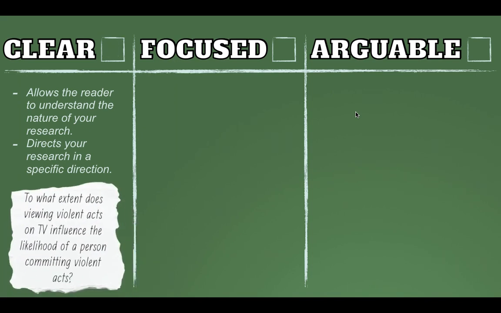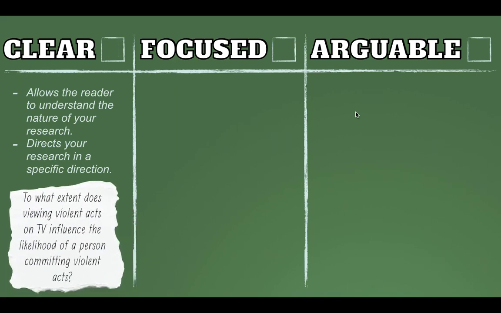However, this question, to what extent does viewing violent acts on TV influence the likelihood of a person committing violent acts? Now, this is clear. I do understand the nature of the research. I know it's going to be exploring the correlation between watching violence and committing violence. I know it's going to be looking at the effects of violence in a specific way, the violence that we see on TV, not the experience of violence in general. So here, this question would be clear.